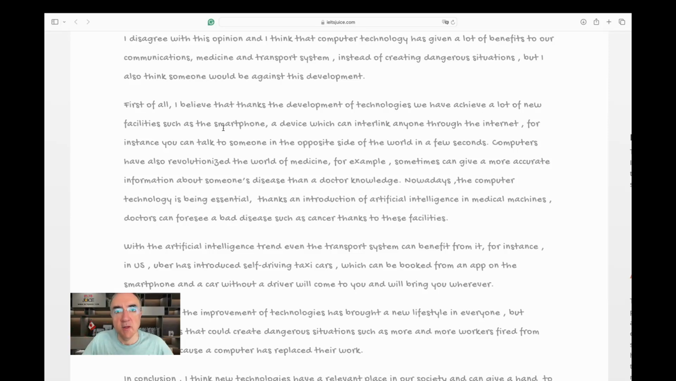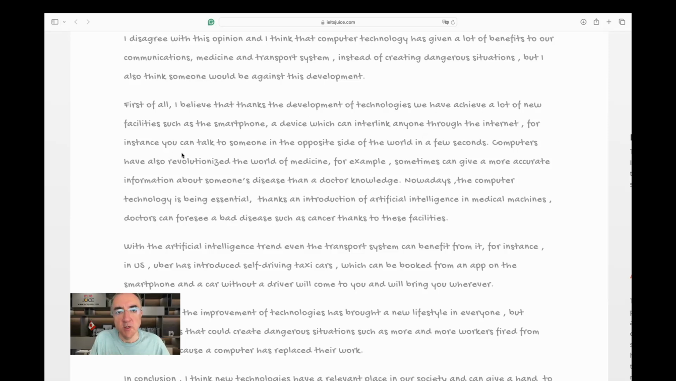First of all, I believe that thanks to the development of technologies, comma, we have achieved a lot of new facilities, such as the smartphone, a device which can interlink anyone through the internet. I love this word. Interlink is a correct word. I love the way you defined the smartphone. I don't need examples or maybe development here. I need a topic sentence. I need to know what we are going to talk about in this particular paragraph. And that's important for me. And it's not given here.